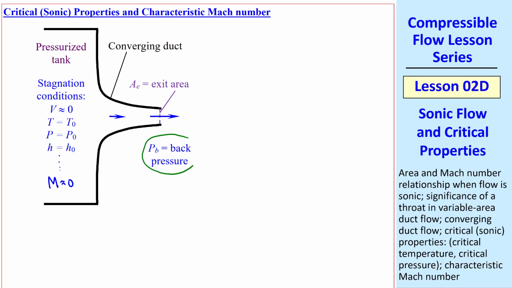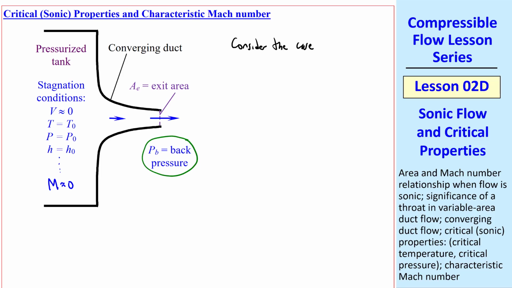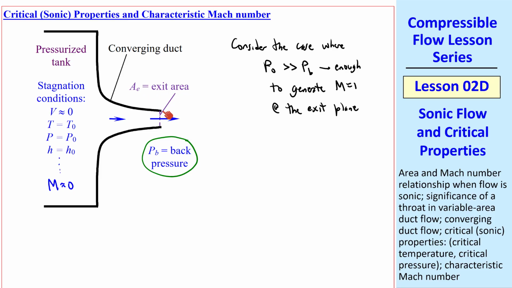Let's let P_B equal the back pressure, and we'll consider the case where P_0 is much greater than P_B, enough to generate sonic conditions at the exit plane of this converging nozzle. We'll let A_E equal the exit area where the flow comes out. This flow will accelerate as it comes through this converging duct. In other words, M is increasing, and then M equals 1 at the exit plane.